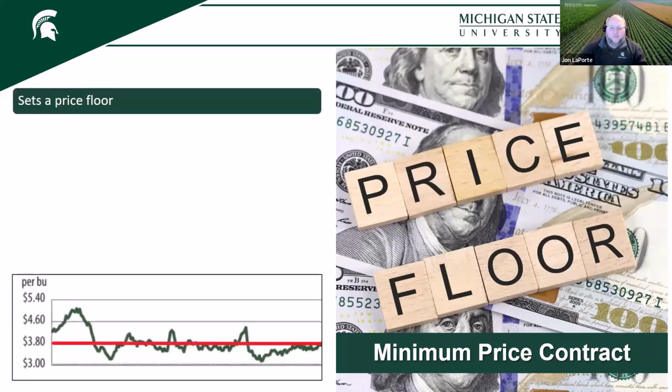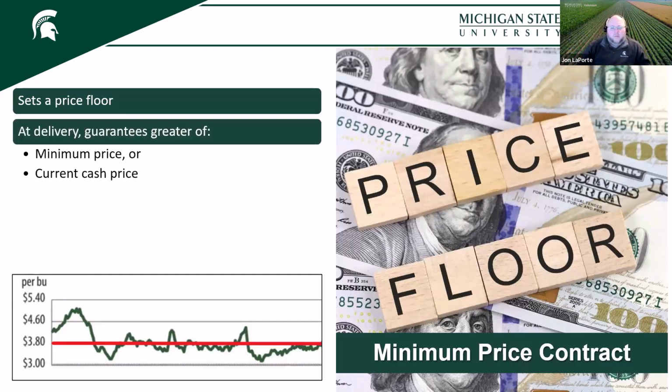And basically, what it amounts to is a minimum price contract, or something like it, sets the price floor where you're going to get the benefit of whatever that cash price is, minus any premiums that may be involved. You're trying to set that as your minimum floor with the idea that there's going to be some upward potential. When you get to the delivery point, you're guaranteed the greater of that minimum price or the current cash price, if it happens to be greater.